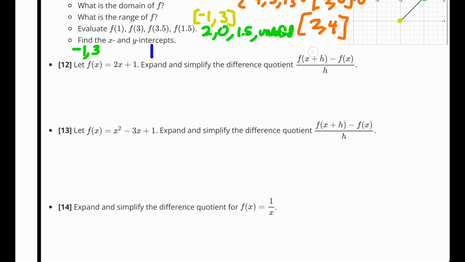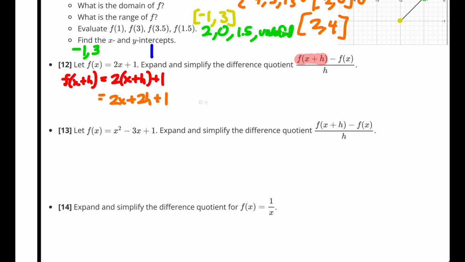First thing I'm going to do is find this part right here that I'm highlighting, f of x plus h. So f of x plus h is equal to 2, instead of 2x, it's going to be 2 times x plus h, plus 1. If you notice, I did put it in parentheses. Distribute the 2, and you end up with something like this.